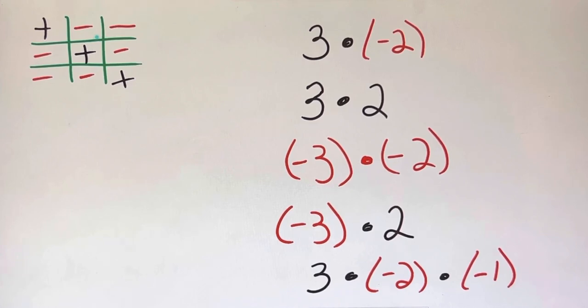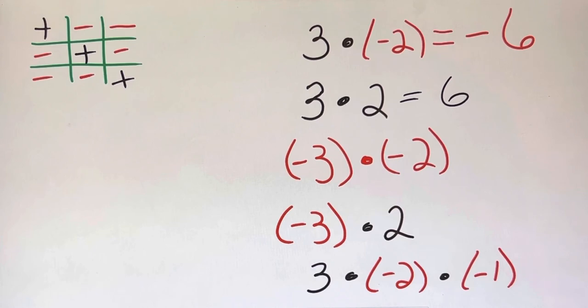So in this case, I have a positive 3 times a negative 2. I have a positive times a negative. My answer is going to be negative. It's going to be negative 6. The next one, I have a positive 3 times a positive 2, so I'm going to follow this. Positive times a positive is going to give me a positive answer. My answer is going to be positive 6.